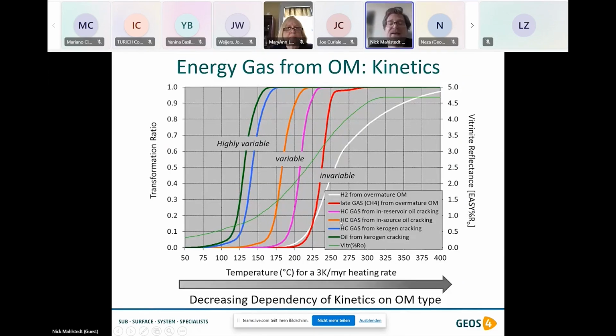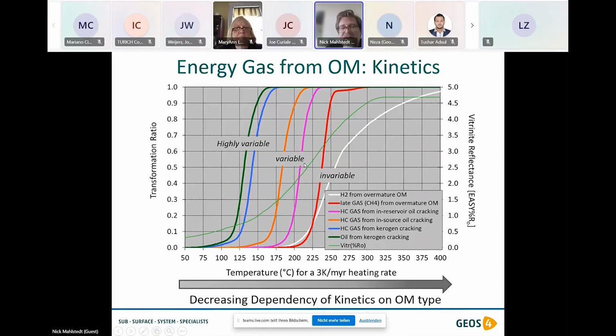Okay, here are again the kinetics shown for the different energy gases which we can expect. At lowest temperatures, we see oil and gas generation from kerogen cracking, which basically depend on the organofacies, so the distinct temperatures. For secondary gas cracking, temperatures for gas cracking for in-source and in-reservoir cracking can also be variable, depending a little bit on the waxiness of the oil phase.